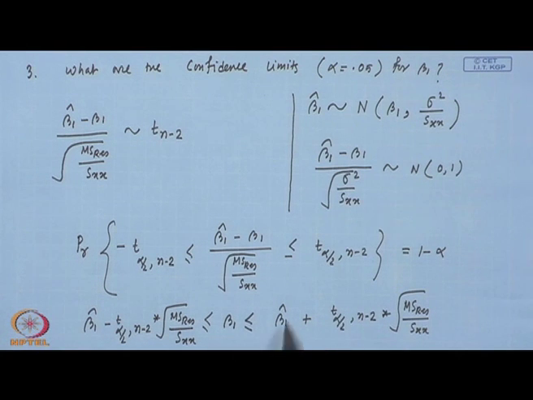Now, we know everything. We know what is beta 1 hat, we can find this tabulated value. This is t 0.025 because alpha is 0.05, and we know all these values. So, you can check that.